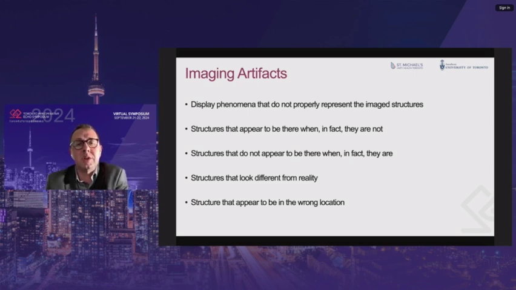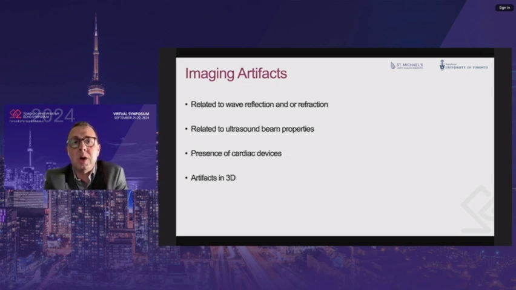Normally, imaging artifacts occur for two different reasons. The most common is related to how the ultrasound wave behaves in terms of reflection or refraction when traveling from one structure to the other. Another source of imaging artifacts is related to the ultrasound beam properties. We cannot forget also the presence of cardiac devices that can cause artifacts, and also we cannot forget the presence of artifacts not only in 2D, but also in the 3D modality.